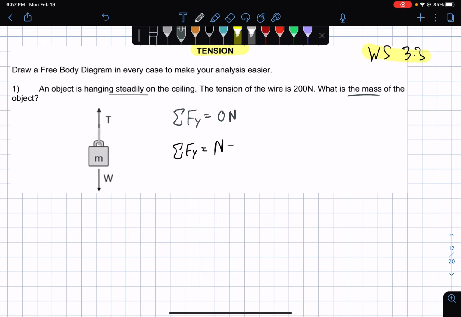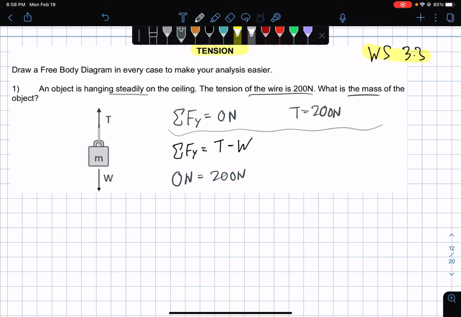Summation of Fy is equal to N minus weight. But in our scenario, this formula can be tweaked as T minus W instead. So we know that summation of Fy is 0 newtons and tension is said to be 200 newtons. By the way, we can write that separately just to be organized. These are the givens. This is directly given, this one is implied. What is the mass of the object? That's the missing thing.